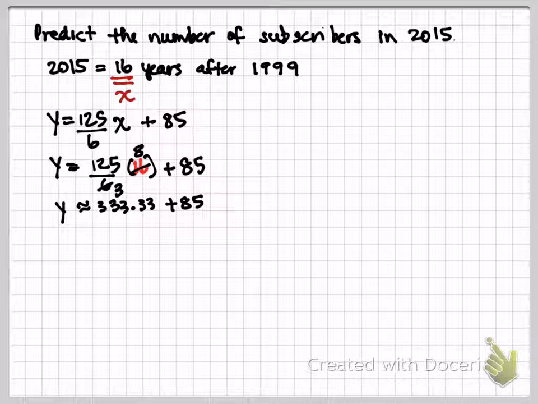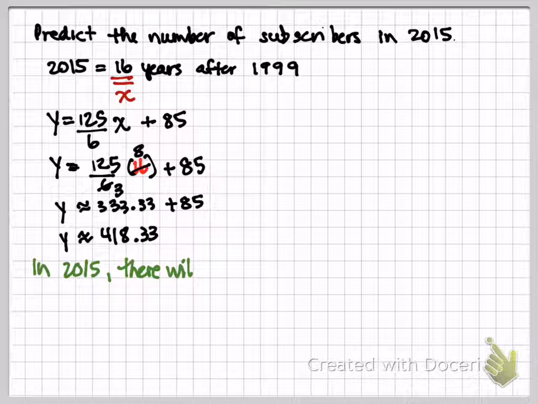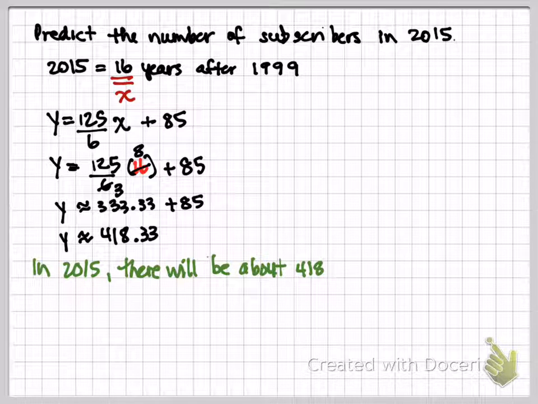Zach G, I don't see you writing. So we would get the answer is about 418.33. So we would be able to conclude that in 2015, there will be about 418.33 million cellular subscribers.